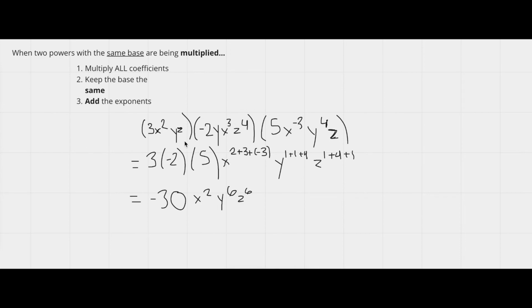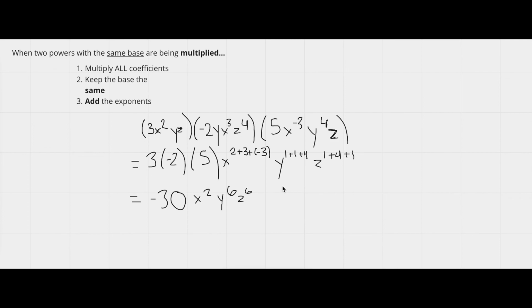Now we move on to y. As I told you, if there's no exponent written, that means the exponent is 1. So an exponent of 1 plus an exponent of 1 again, since there's nothing written, plus an exponent of 4. 1 plus 1 plus 4. And for z, same thing. Z has an exponent of 1 here, 4 here, and 1 here. 1 plus 4 plus 1.